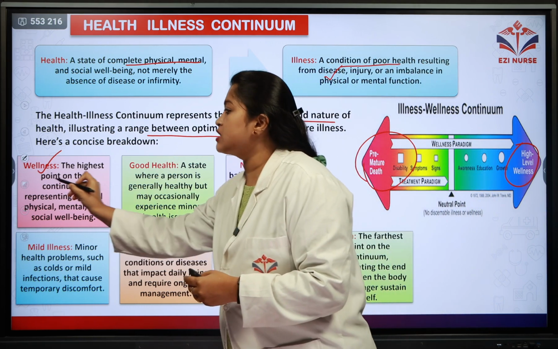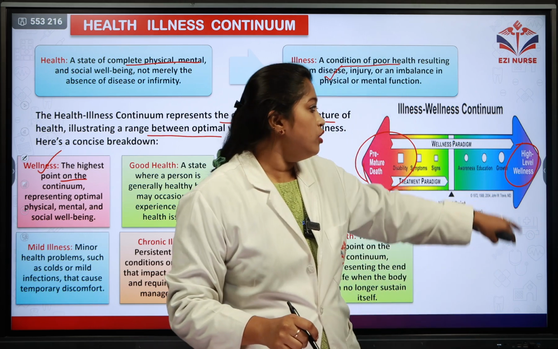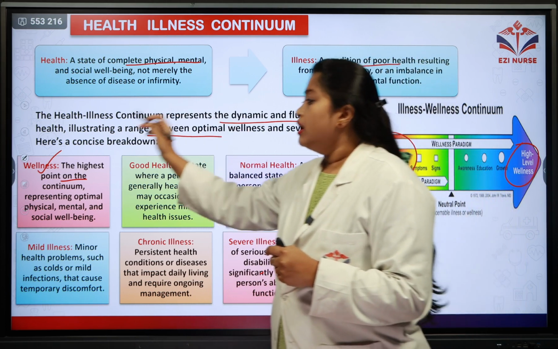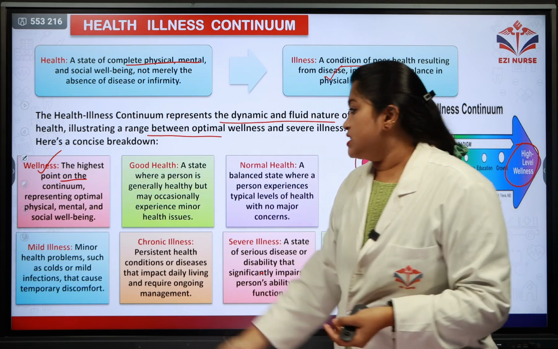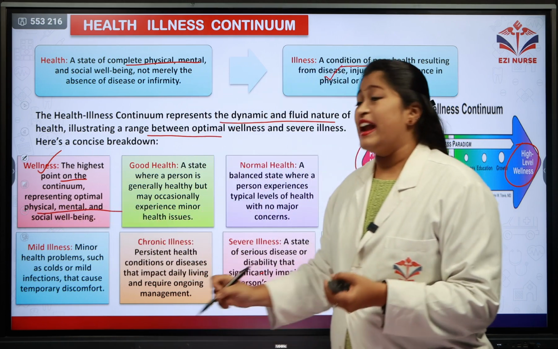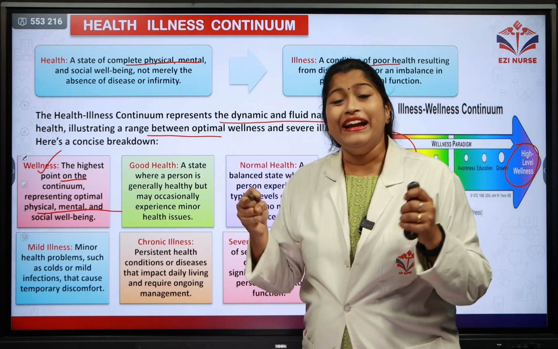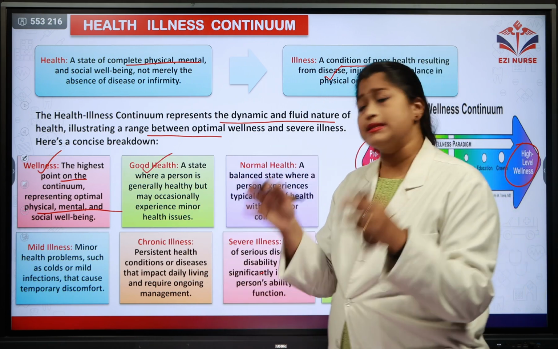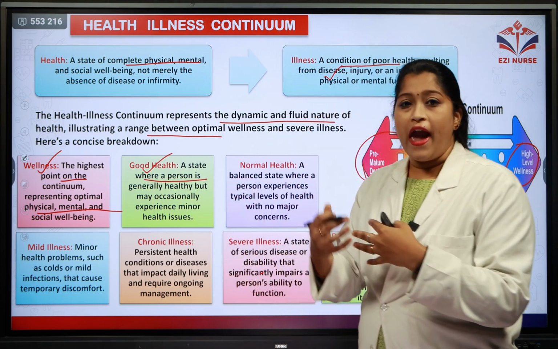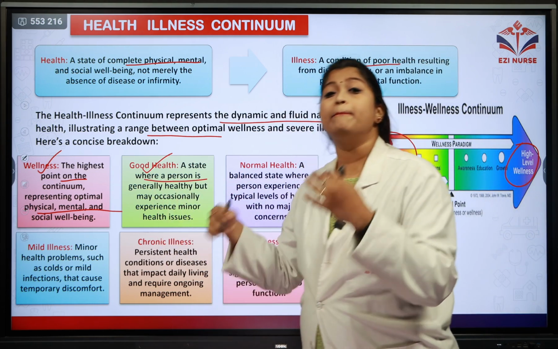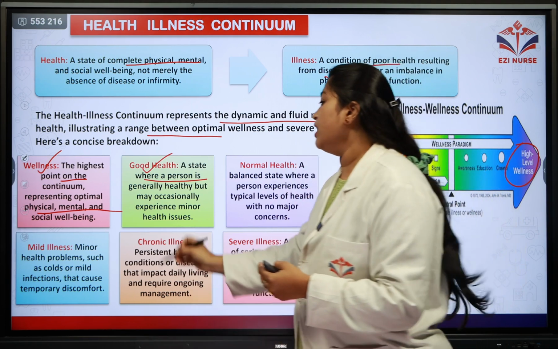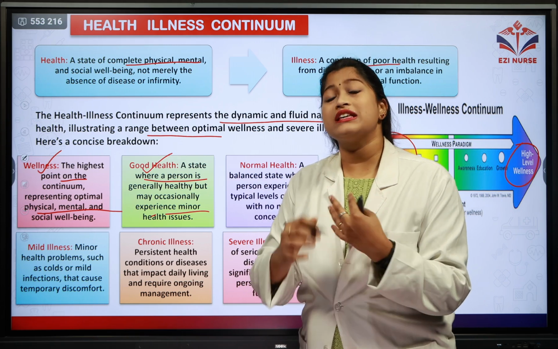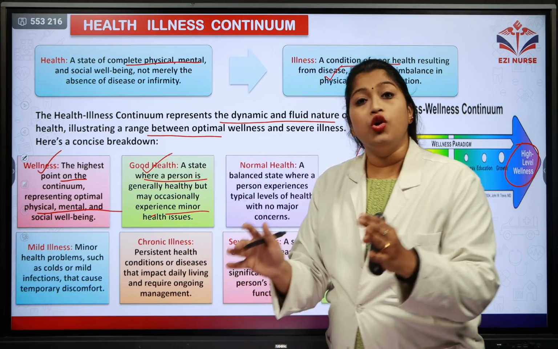Here, the highest point of the continuum, as I just told you, is the highest level of wellness and the highest point of this health-illness continuum. It represents the optimum physical, mental and social well-being. He is a completely healthy person. Coming to the second point, good health: it's a state where a person is generally healthy, but occasionally experiences minor health issues. So he is called good health.